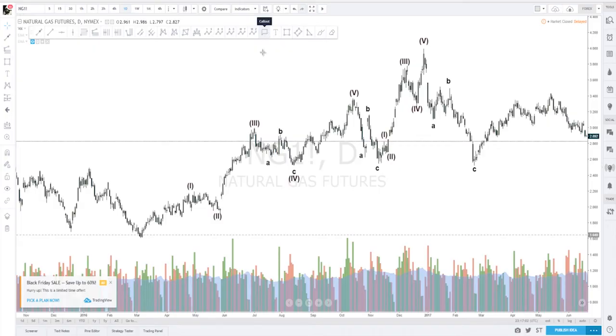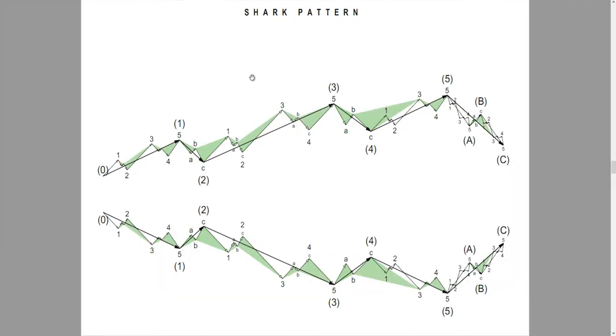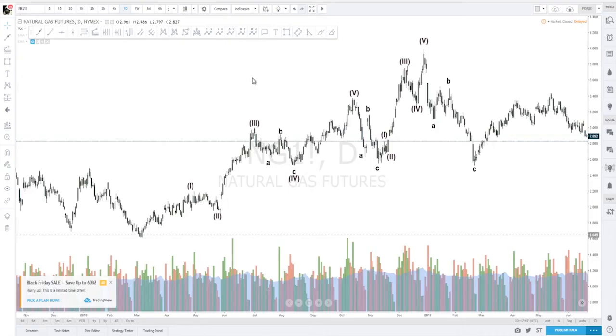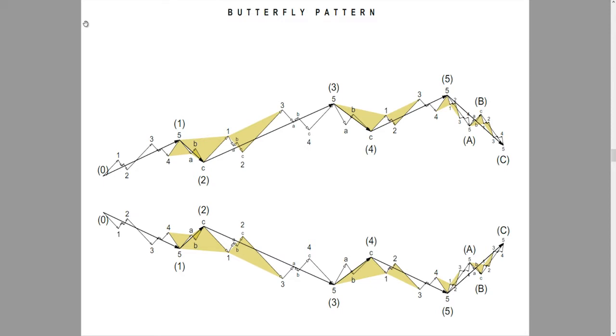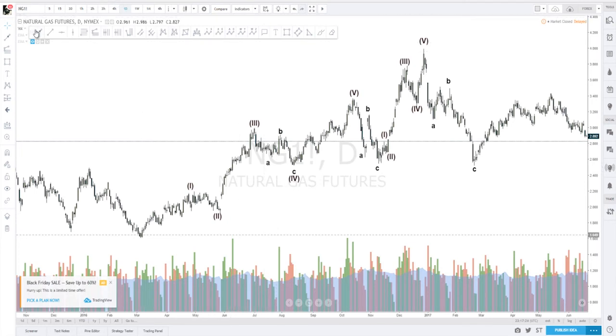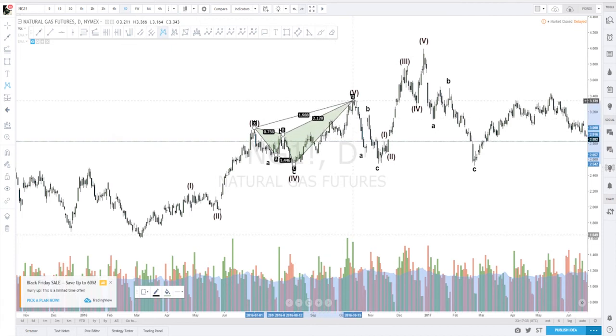So let's see if we can find here a shark. These patterns are kind of inverted Gartley. You see the ABC, it's at a different level. So we could have a pattern like this, and it leads you to a correction.